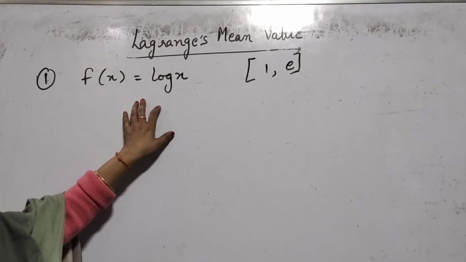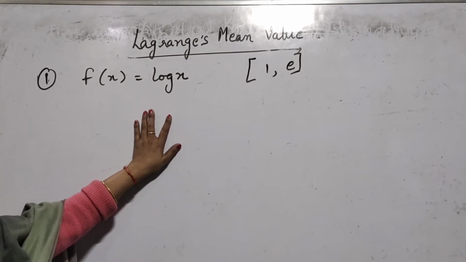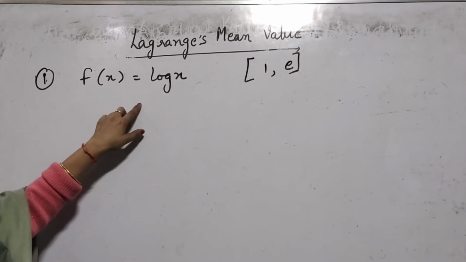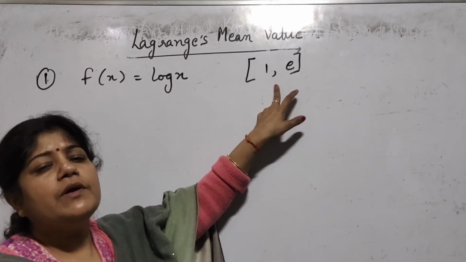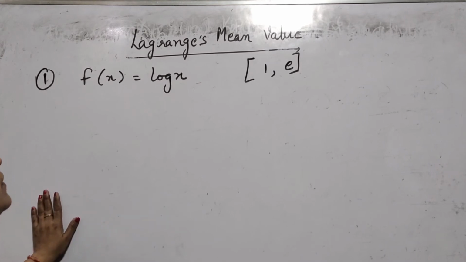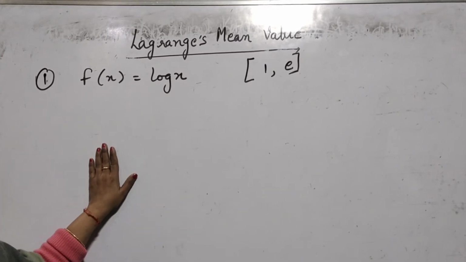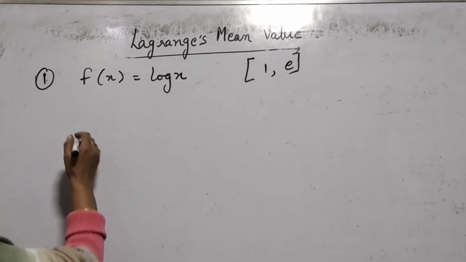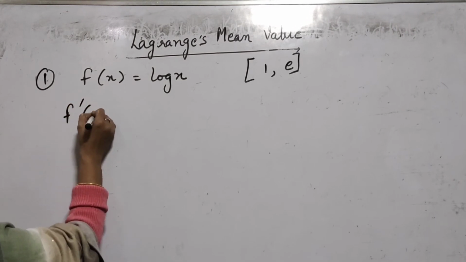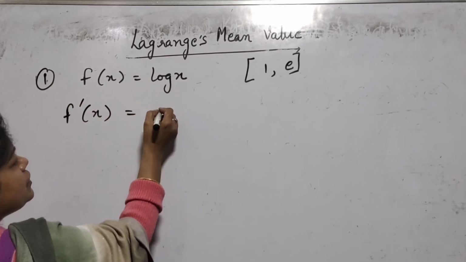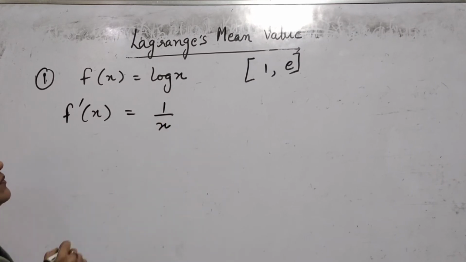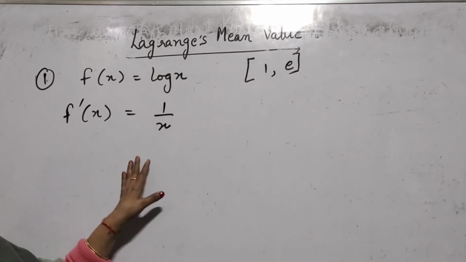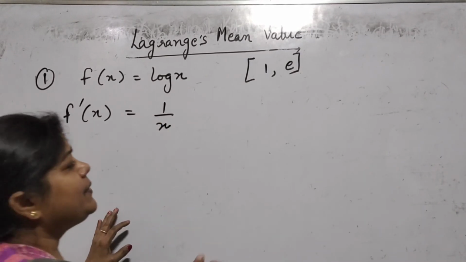Now, log x is always a continuous function, so it is continuous on the closed interval 1 to e. Now the second one, whether it is differentiable or not. First point you can write it. The differentiation of log x is 1 over x, so it is also differentiable. So now we apply the condition.